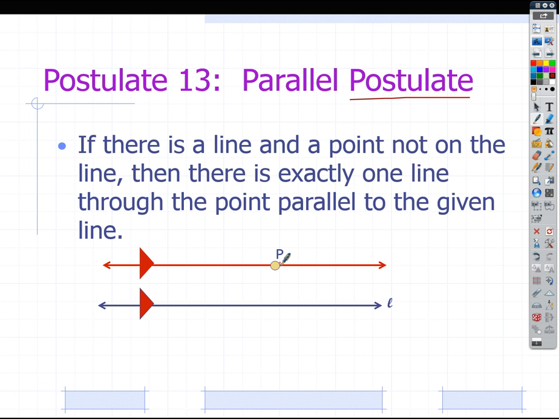If I have a line and a point not on the line, there is exactly one other line through that point that's parallel to the original line, right? That's the parallel postulate.